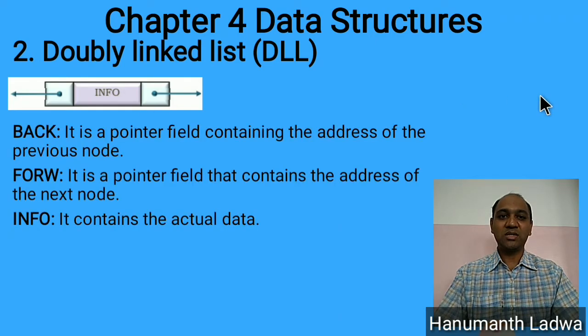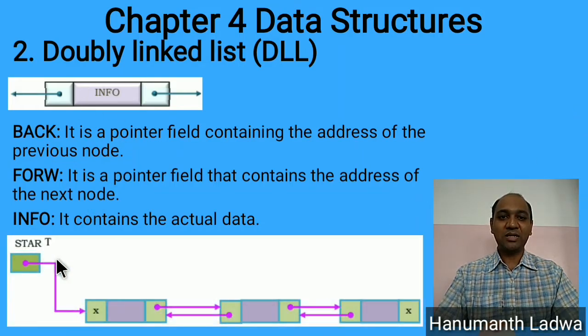So let us see, back means this particular arrow on the left hand side, it is a pointer field that contains the address of the previous node, and next is forward, that is the next arrow mark pointing to the right. Forward is a pointer field that contains the address of the next node, and here info contains the actual data.